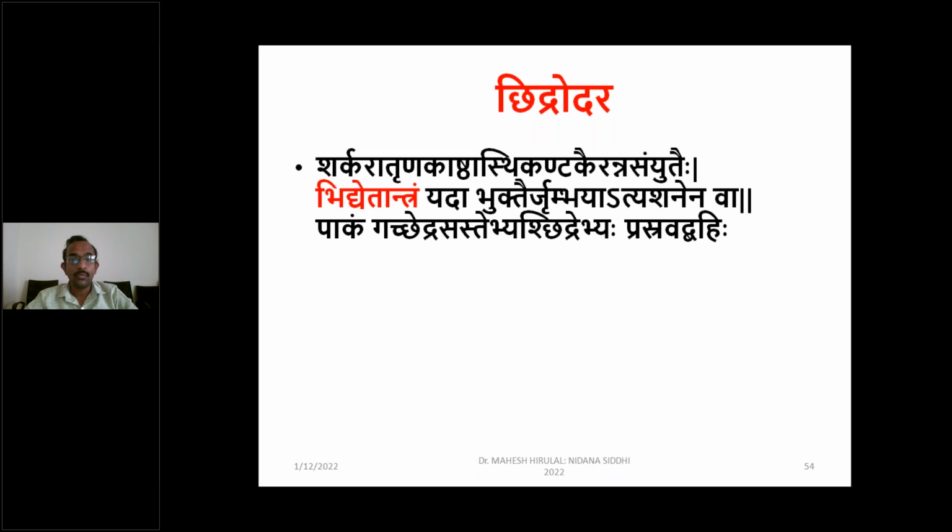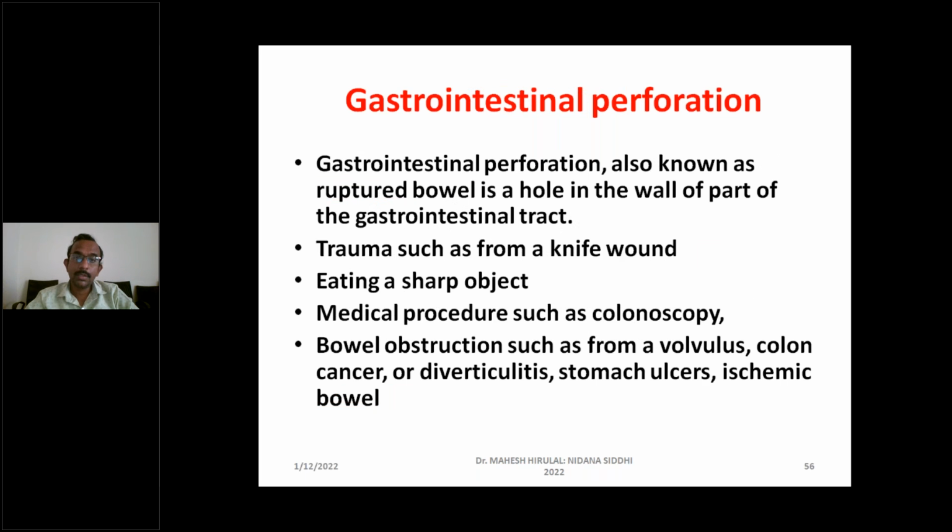Chidrodara, where we will see gastrointestinal perforation. The traumatic origin, where the person has any trauma to the intestine, with the lakshanas of the Annavaha and the Purushavaha srotho can be seen in gastrointestinal perforation, eating a sharp object, a medical procedure like colonoscopy, complication of colonoscopy, then diseases like ulcers. Gastric ulcers may also lead to gastrointestinal perforation and can be correlated with the Chidrodara.